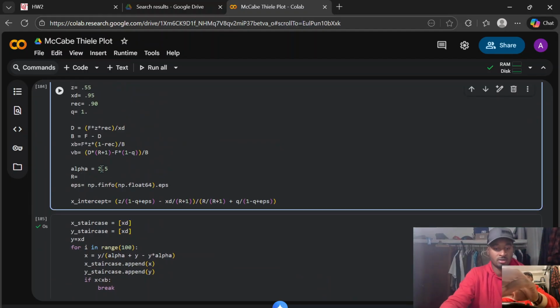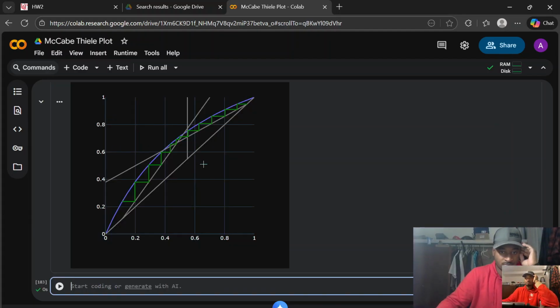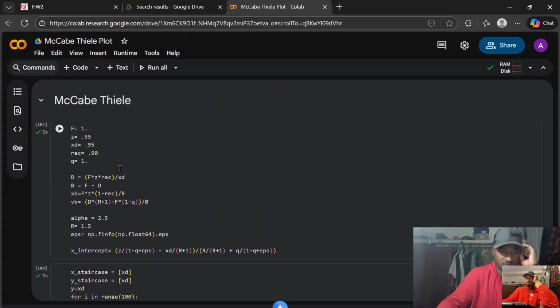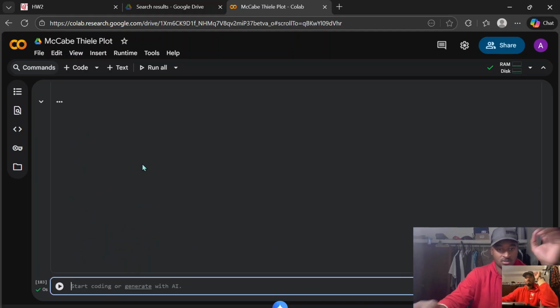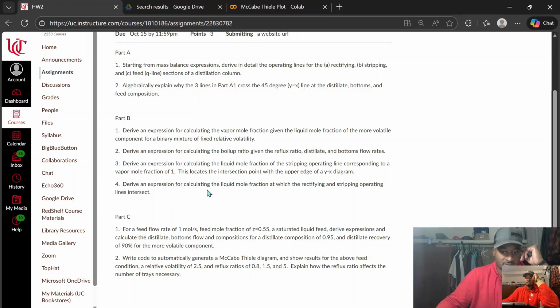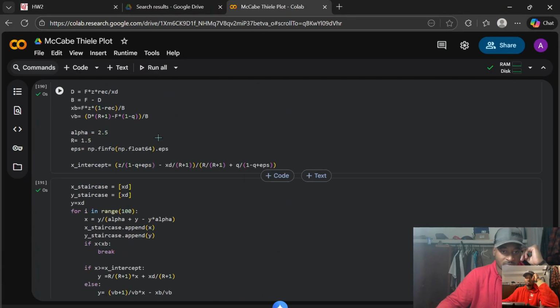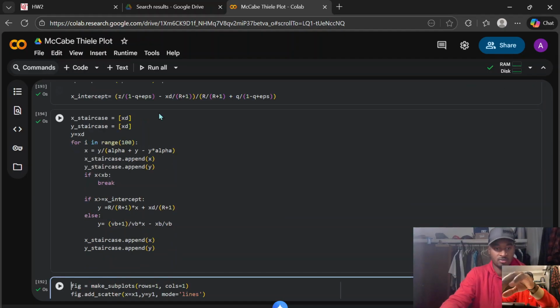So here we could try 1.5, and so no parentheses here, I guess. Yeah, we can see that they intersect, and we have more trays to utilize to get to that desired distillate composition. Now if we try 5, we just put 5 here.